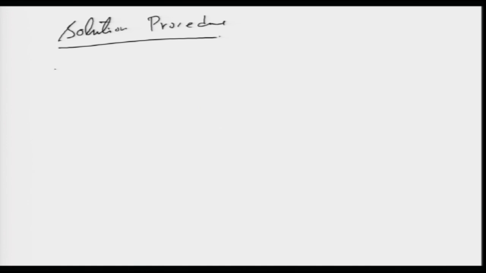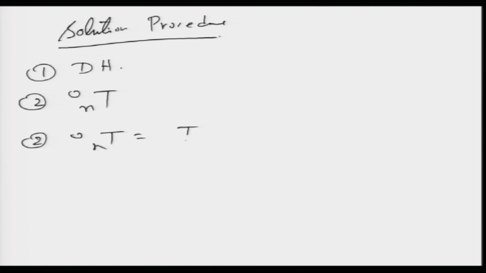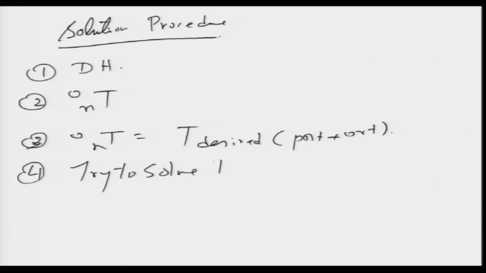For any manipulator, number one, write your DH parameter table. Number 2, find the matrix from 0 to n to the end effector. Then equate the 0 to n matrix to the matrix of desired position and orientation. Equate both of them and then try and solve. So, this is 3, that is 4. Then try to solve term by term, so what I mean here is equate term by term, form equations and try to solve. If you are lucky, we will be able to solve. If you are not lucky, we will not be able to solve.